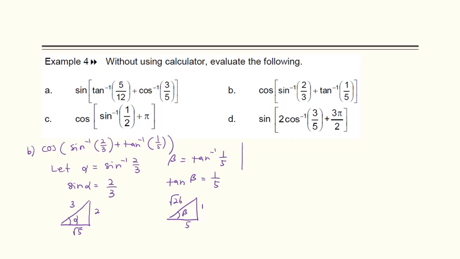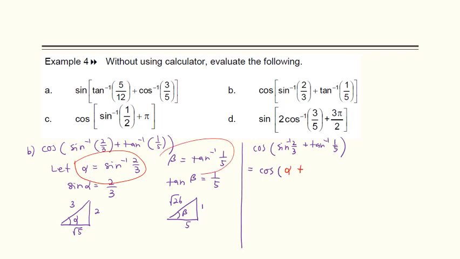Alright, back to the question. Cos of sin inverse 2/3 plus tangent inverse 1/5 is equal to cos of, sin inverse is alpha, plus tangent inverse is beta. Do you see?